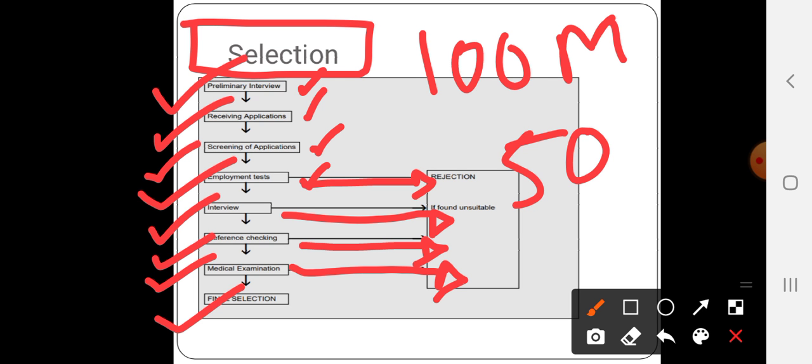This differs from organization to organization. This is the formal structure of selection.